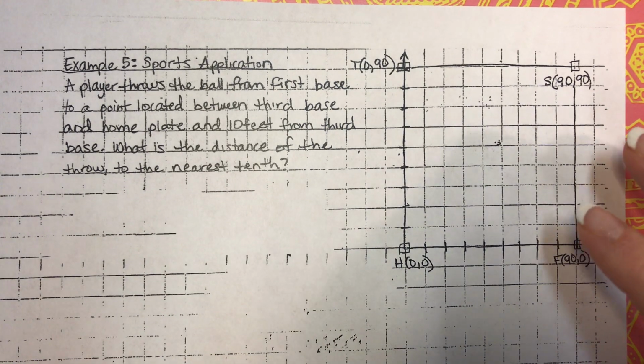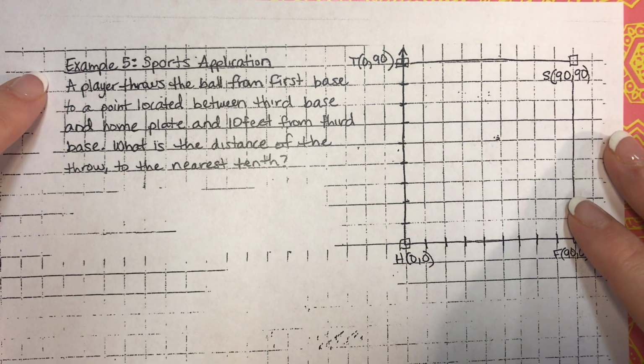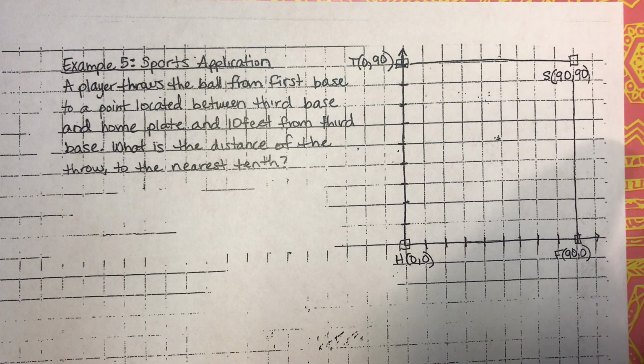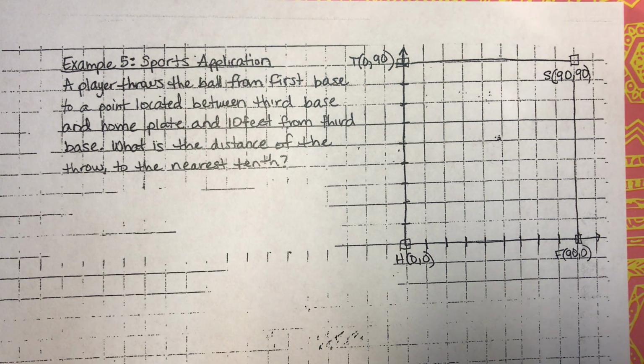All right, welcome back. We are getting ready to talk about example 5, which is a sports application. What this says is a player throws the ball from first base to a point located between third base and home plate and 10 feet from third base. What is the distance of the throw to the nearest tenth?